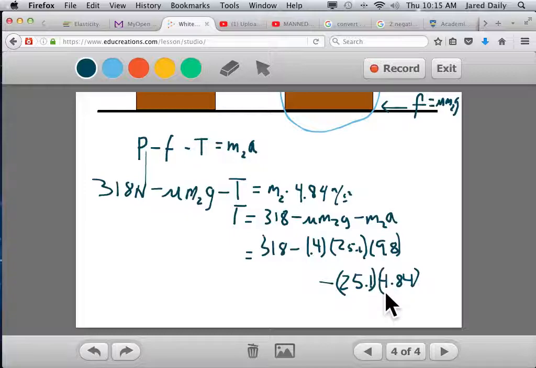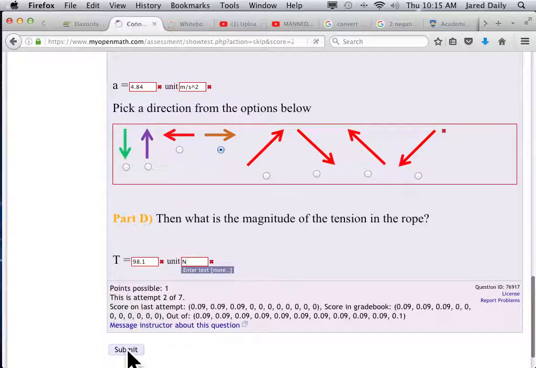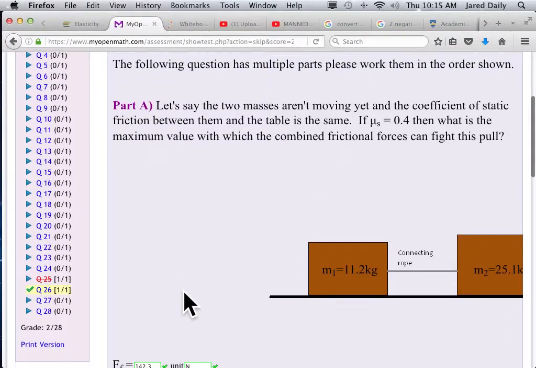Let's see if we get it right. 318 minus 0.4 times 25.1 times 9.8 minus 25.1 times 4.84 equals, I get 98.124. 98.1 units, newtons. All right, now let's submit and see how we did. Hey, we got it right.